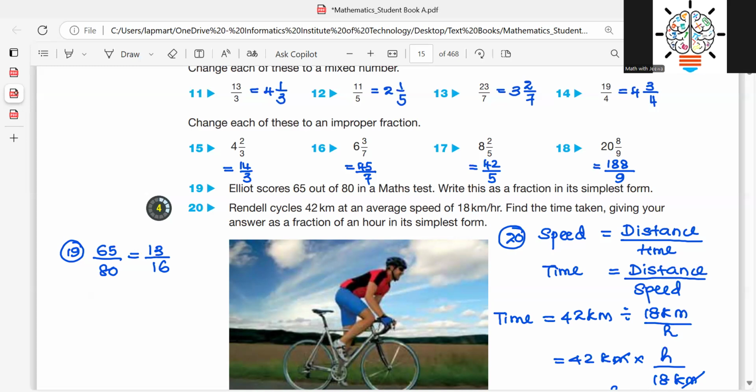Right? It gives me 13 out of 16. 65 when you divide by 5 is 13. 80 you divide by 5, it gives me 16. So then that is done.